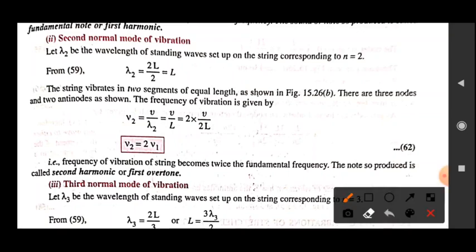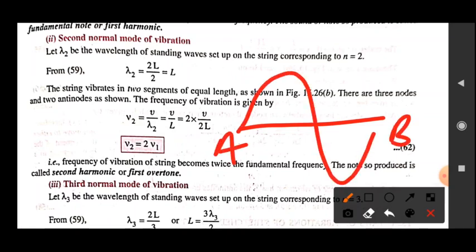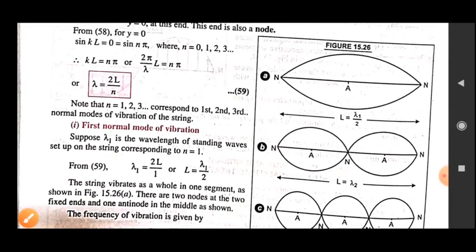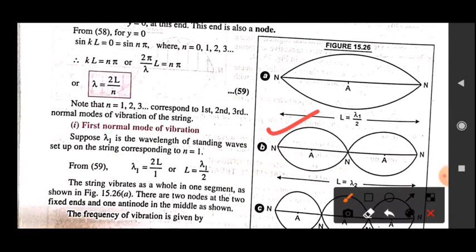As one complete wavelength means, if this is position A and this is position B, then one complete wave of this kind we will have. And if the wave returns with a phase change of pi, then this kind of wave will be generated in the wire, which you can see now in figure B. The same figure is there.